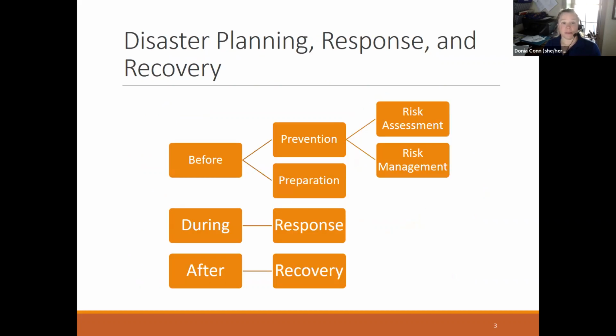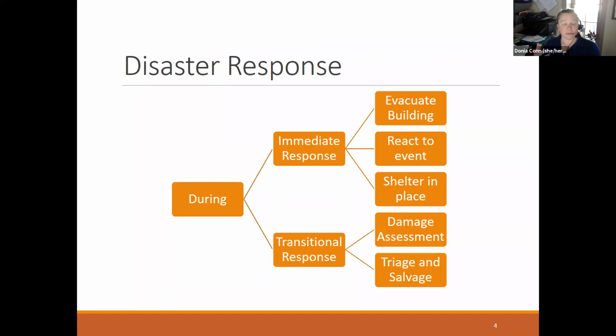And in your first webinar, CJ talked about this great little table that she put together for us. And it talks about the risk assessment and the risk management that we did for prevention, talks about preparedness, and now we are on to response, which is during the disaster. And I am going to add another layer of that. And I want us to be thinking about there are actually two parts to response.